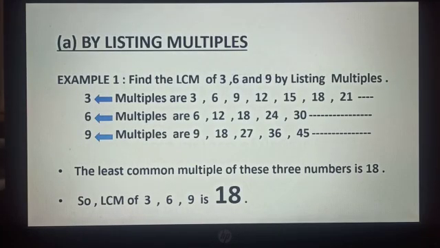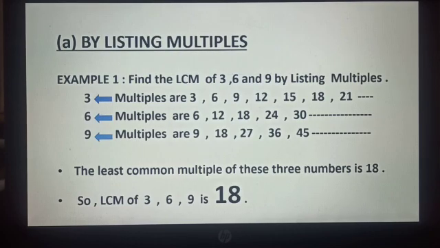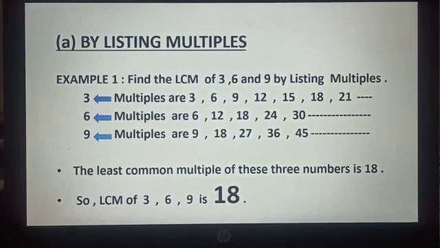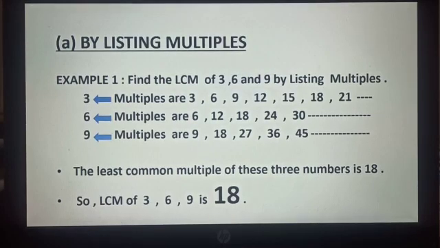First we discuss listing multiples. We will discuss by taking an example. Find the LCM of 3, 6 and 9 by listing multiples. Multiples of 3 are 3, 6, 9, 12, 15, 18, 21 and so on.